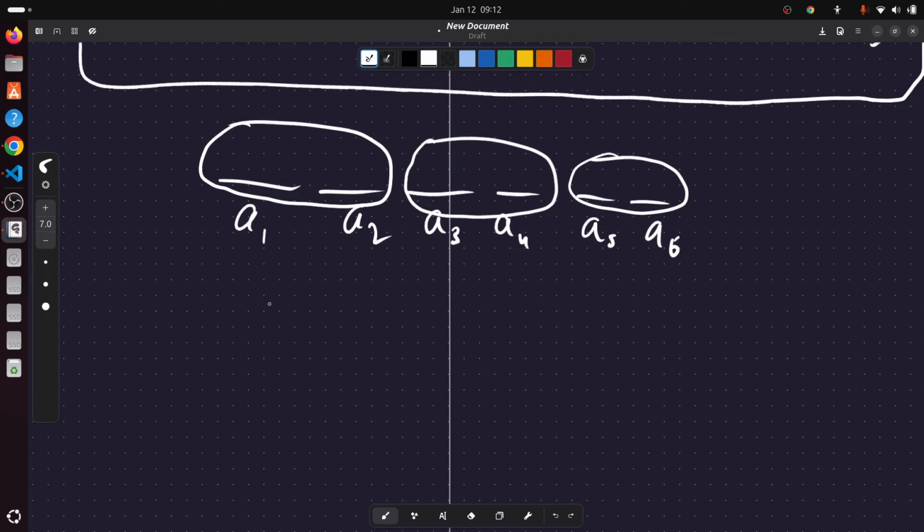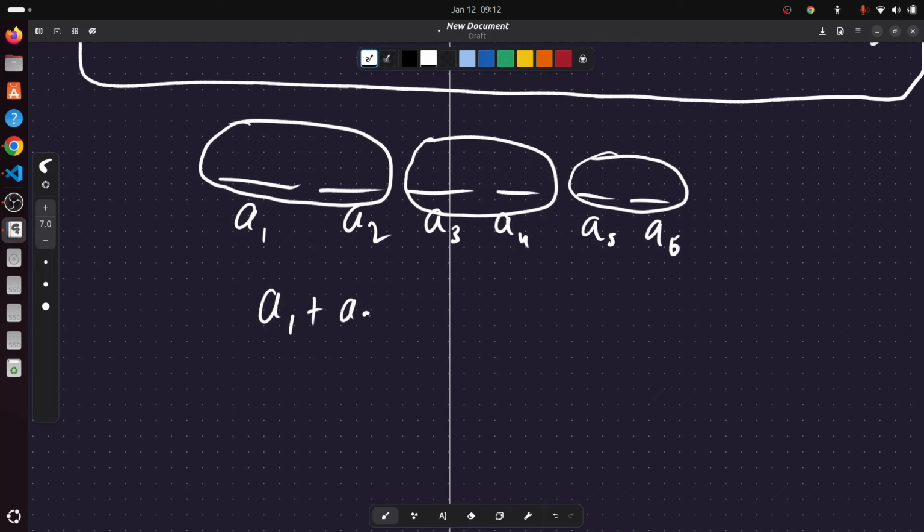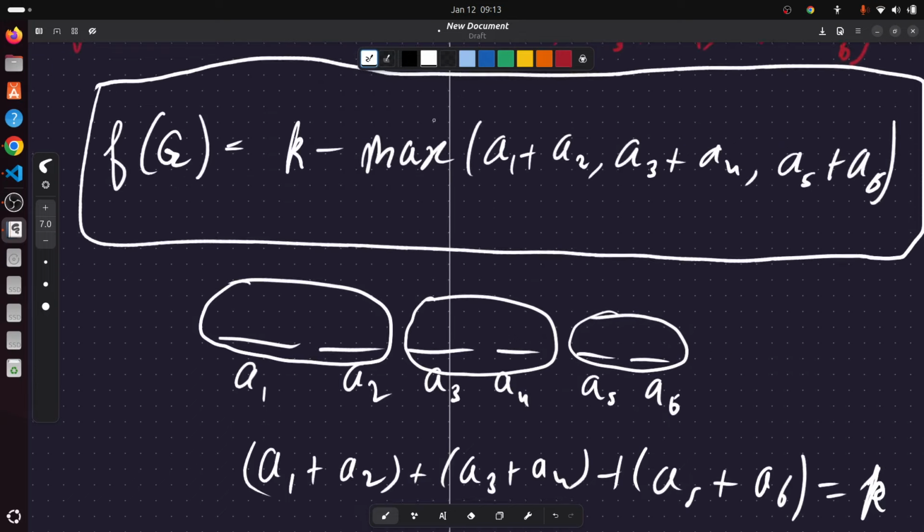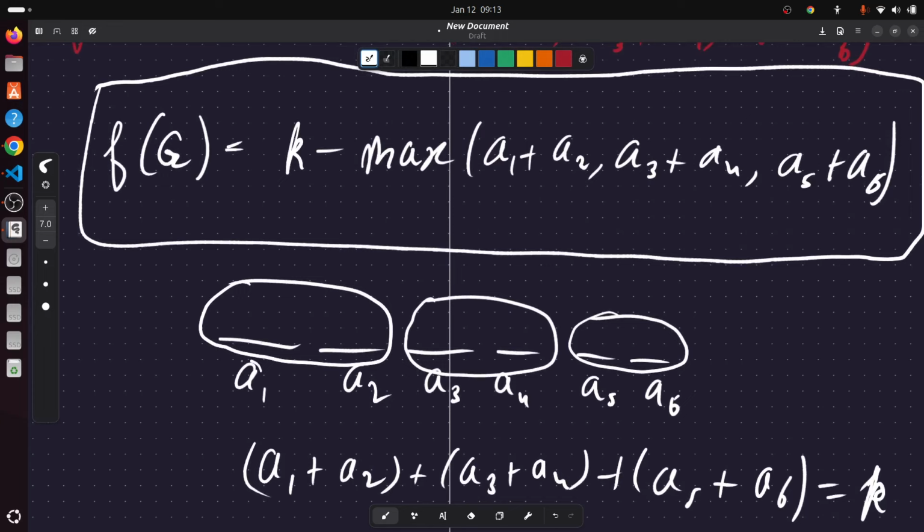And also I know that the summation a1 plus a2 plus a3 plus a4 plus a5 plus a6 is equal to k. I also know this, right? My point is that I have these 6 numbers from a1 to a6, but what I am concerned about is just these 3 numbers, a1, a2, a3, a4 and a5, a6, and what is the maximum among them. So actually I have only 3 independent numbers.